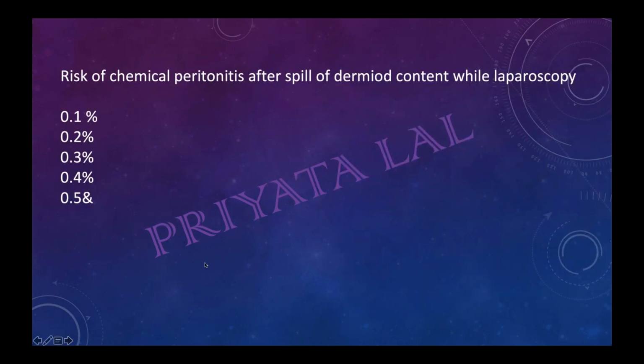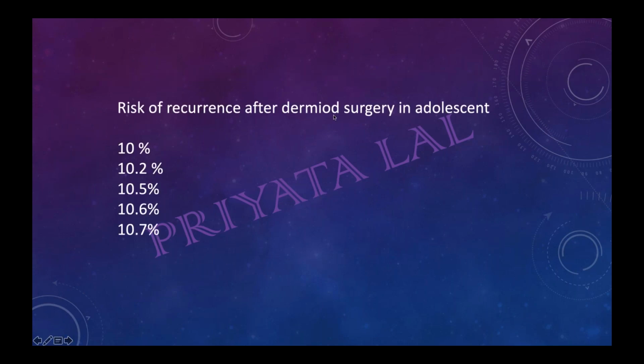Okay, now this is just a question I made. What is the risk of chemical? Yes, B, ma'am, point 2. Yes, it is B. Everybody knows it. What is the recurrence after dermoid surgery? Anything you can tell? 10.6. Very good, point 5. 10.6. Very good. Who said 10.6? Read very well, Nivedita, ma'am.